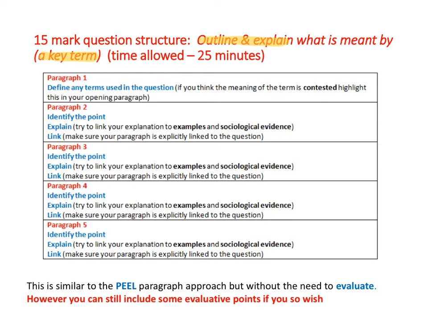For each point that you make, use this paragraph structure to help you really develop and explain things fully. Make sure that you identify the point that you're going to make in the paragraph, then explain that point, and try to make sure that your explanation is linked to key examples, sociological evidence, things that have been going on in the news. Obviously make sure that each paragraph is really closely linked to the concept used in the question. As I said, try to make a minimum of 4 points that are fully developed and explained, but the key thing is to be guided by time.